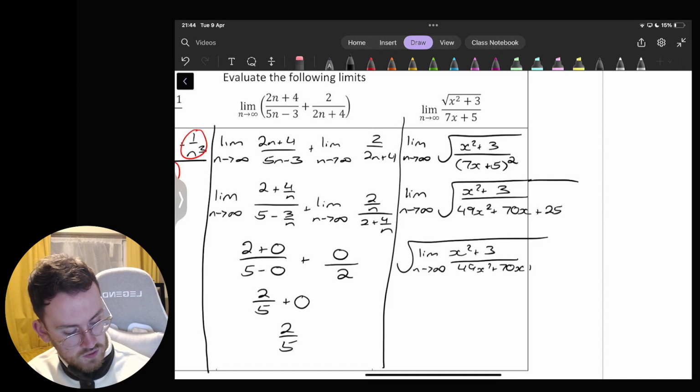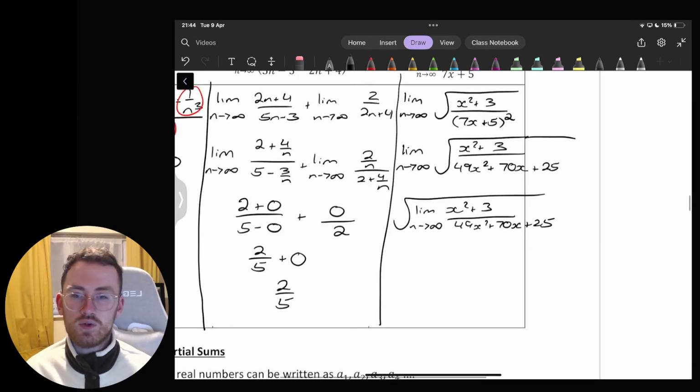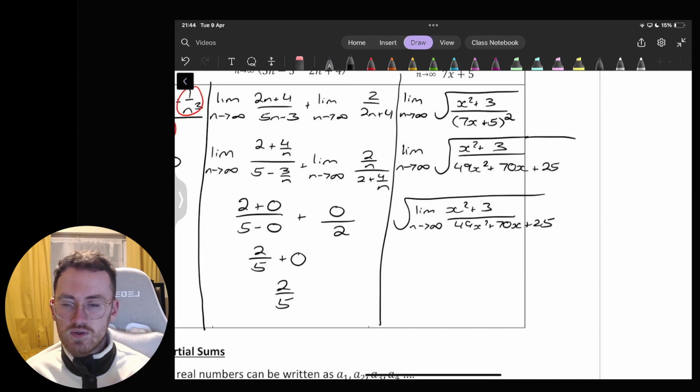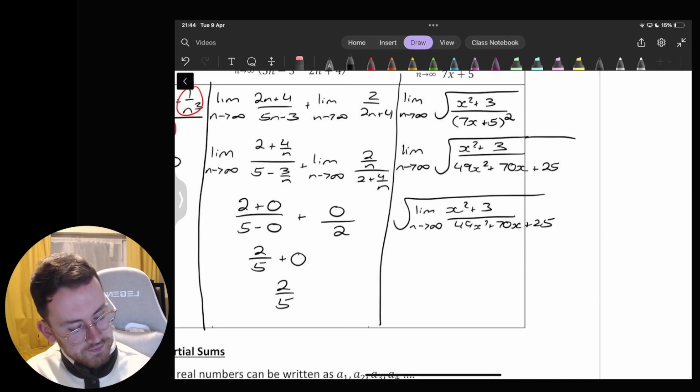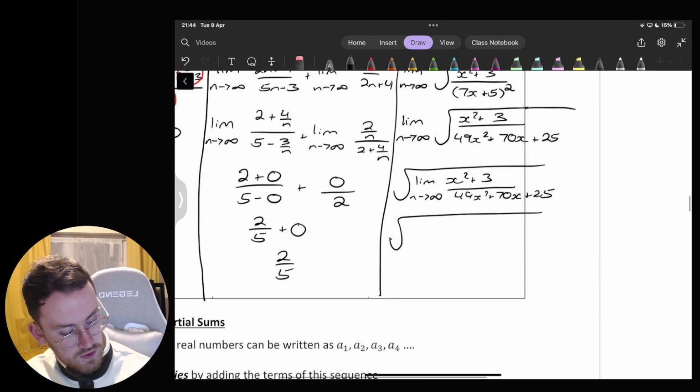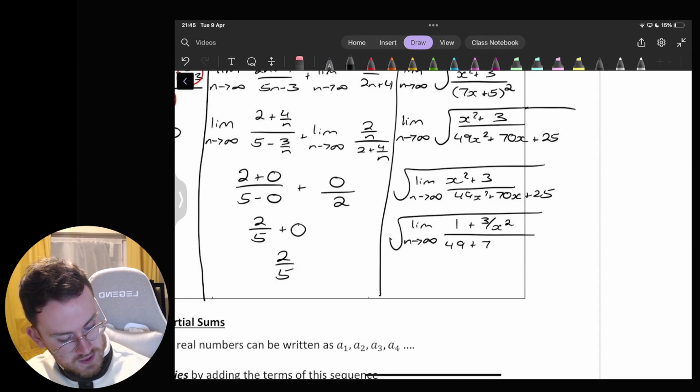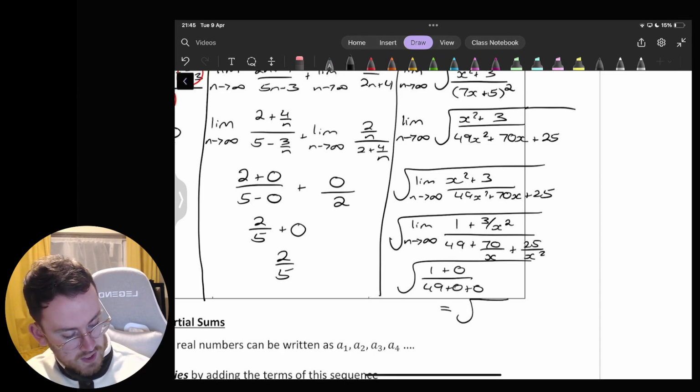And it's a handy trick for ones like this, because you can be quite unsure of whether that's still going to apply here, but it is going to apply. Okay, so the square root of the limit is the same as the limit of the square root. So following the same kind of rules or logic as before, we're going to divide by the highest power of x. So that's 1 over 3x squared all over 49 plus 70 over x plus 25 over x squared. Each of those terms that has an x squared on the bottom is going to go to 0 when I evaluate my limit. So 49 plus 0, so I get root 1 over 49, which of course is just 1/7.